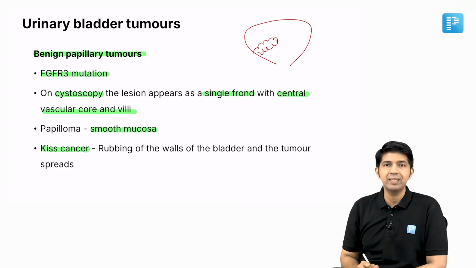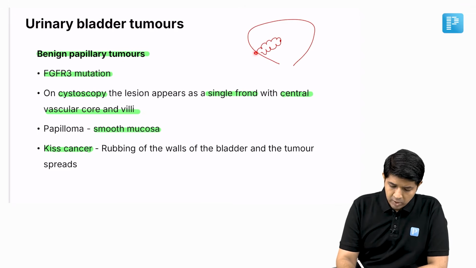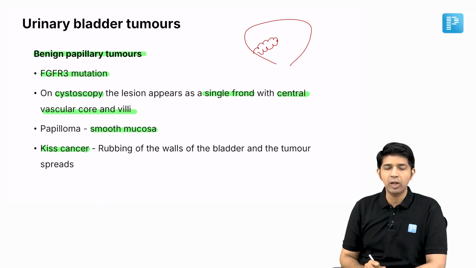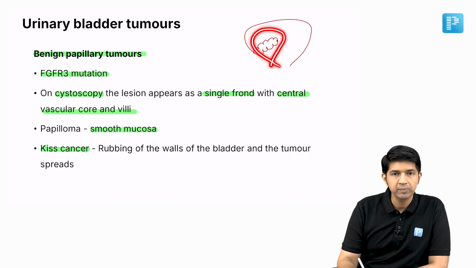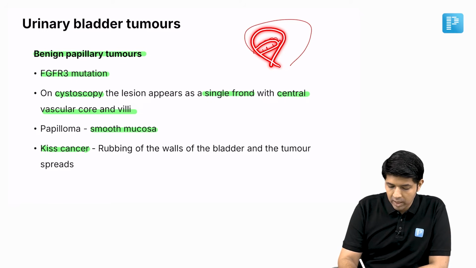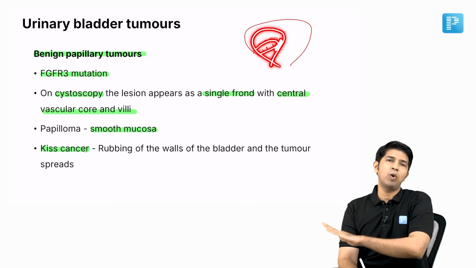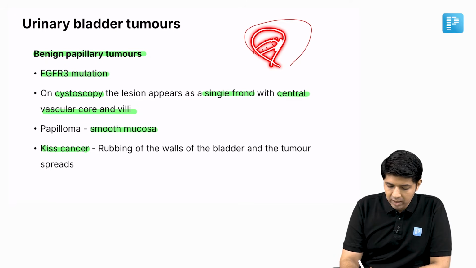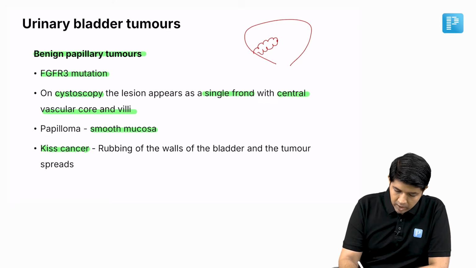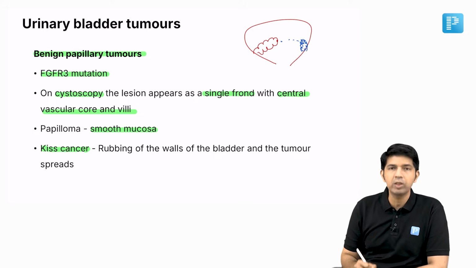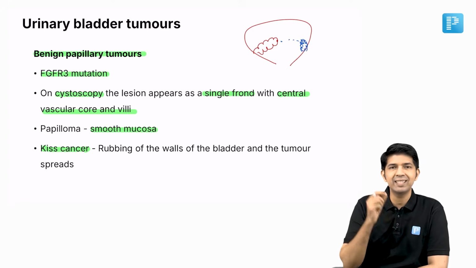Then there is something called kiss cancer. So, what does this mean? This is your frond-like appearance which is coming out of the urinary bladder. Now, this is in a distended bladder. What if the bladder collapses like this? Now, this frond-like tumor is in approximation with the opposite wall of the urinary bladder. There can be deposition of cells onto the opposite wall, and eventually the patient will develop a neoplasm on the opposite wall as well. So, if this gets deposited here, the patient will also develop a tumor on the opposite wall. That is what we call kiss cancer.